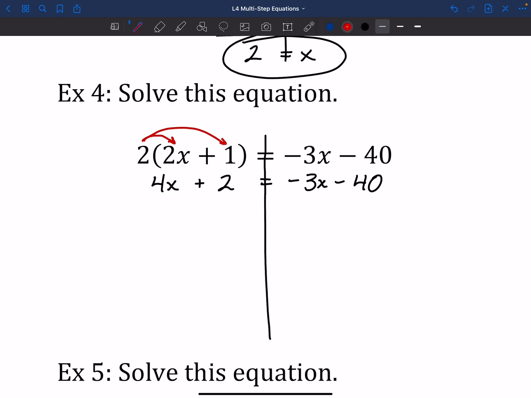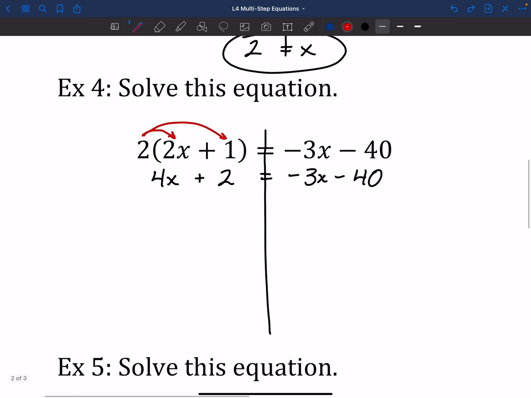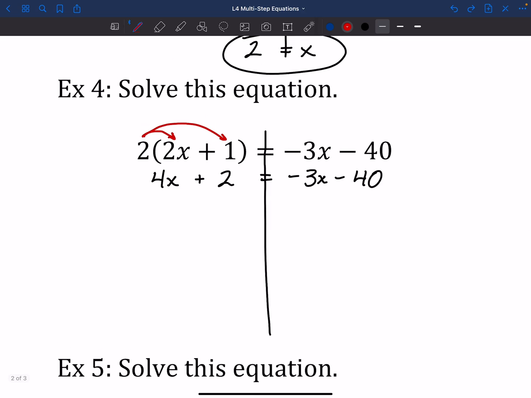Okay, so I'm going to move my variables around. This time, let's move this negative 3x over to the left. When I'm choosing which one to move, the way that I like to do it is I like to move the smaller amount. So negative 3 is less than 4. On the last problem, when we moved the 28x over to the other side, negative 28 is less than negative 6. If you just want to always move them to the left, it'll still work out just fine.